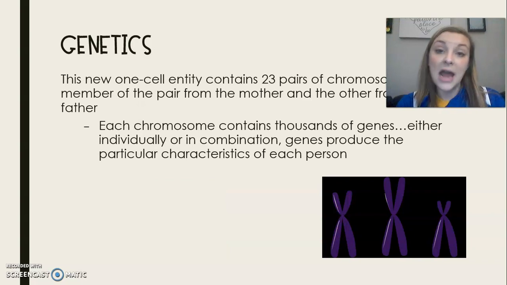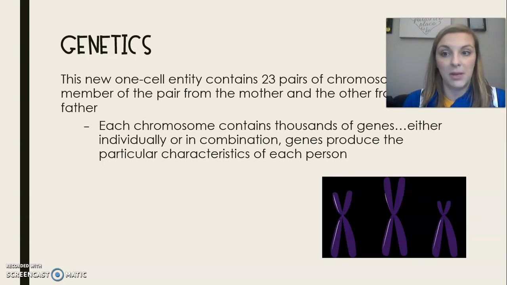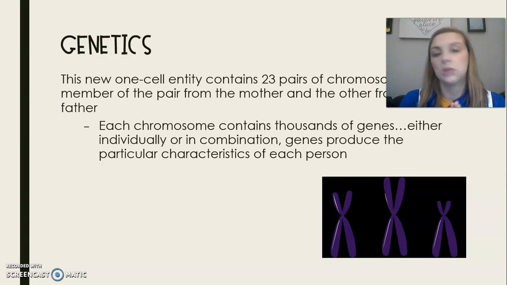So genetically, what is happening? The new one-cell entity, where the sperm meets the egg, contains 23 pairs of chromosomes. Okay, so there's pairs. There's technically 46, right? So 23 come from the egg, 23 come from the sperm. And then they combine to create a zygote. And that zygote then will eventually form into the baby.